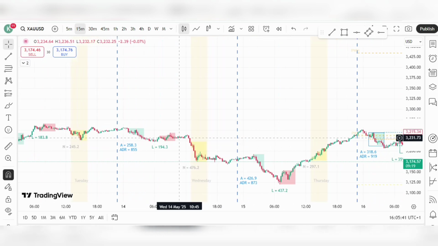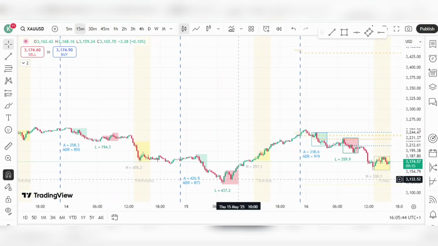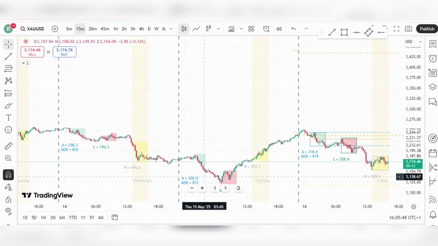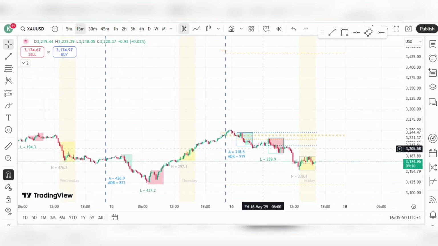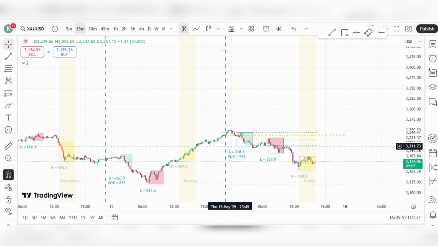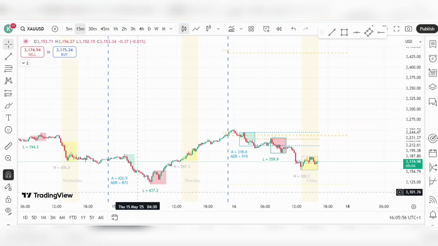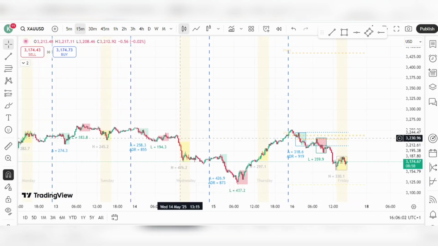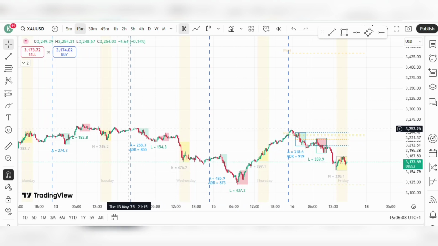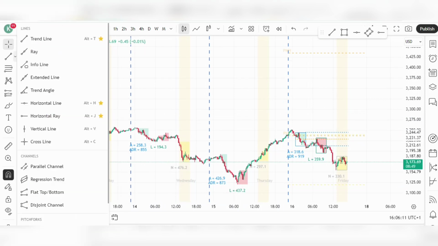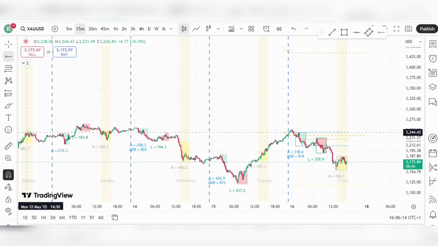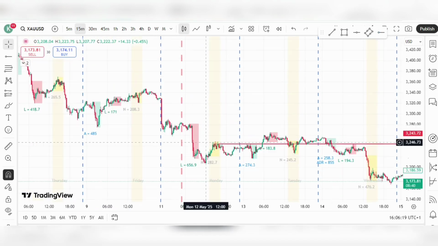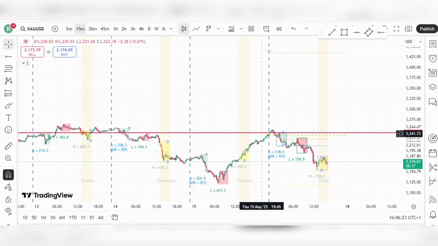On Thursday, we continued to look for our sell, but we didn't get the sell on Thursday. Today being Friday, we also got our sell after the market tested this zone here.